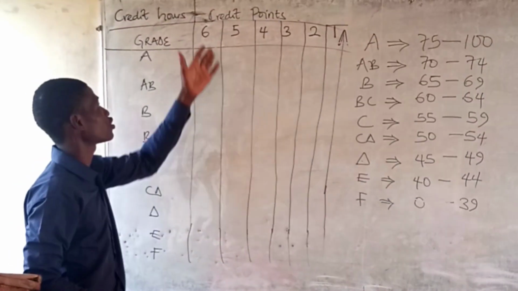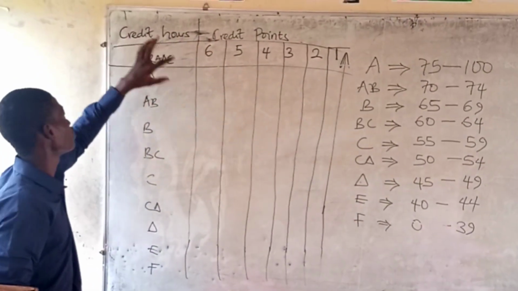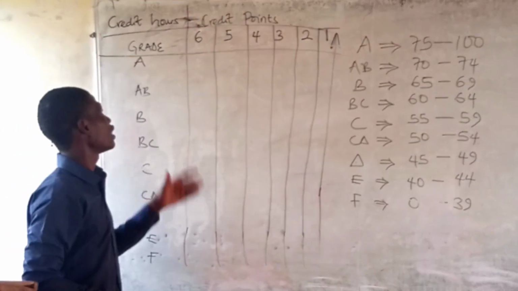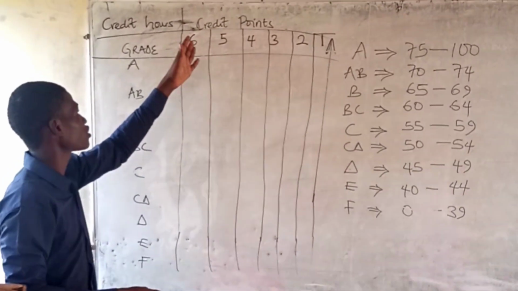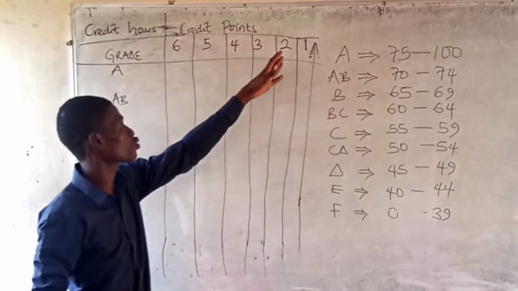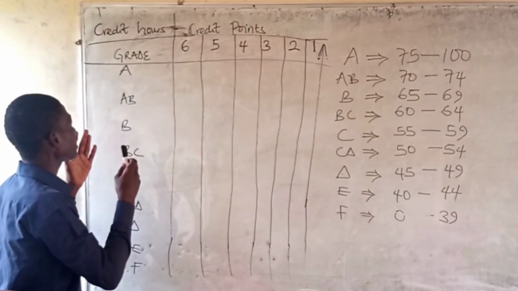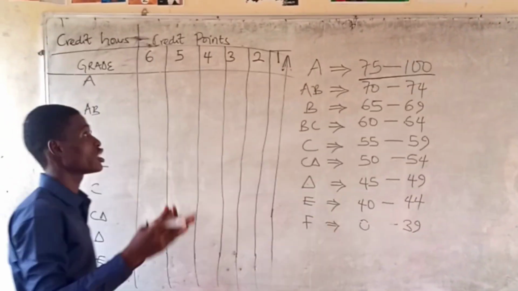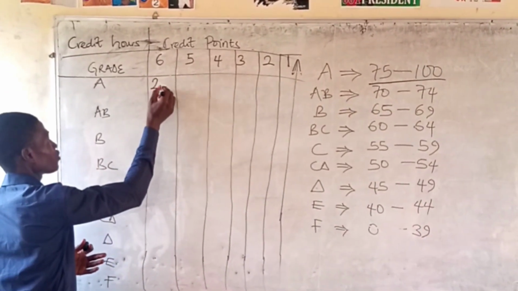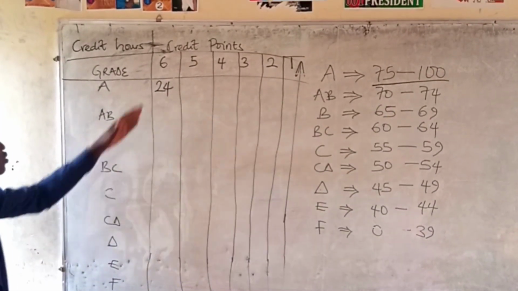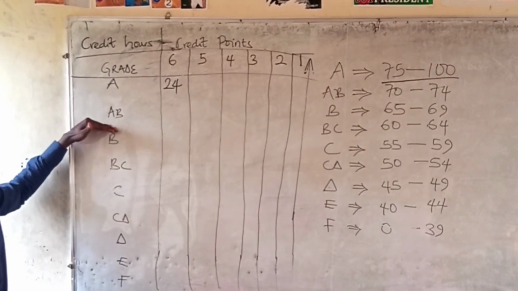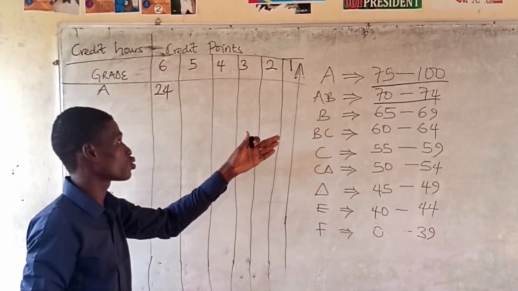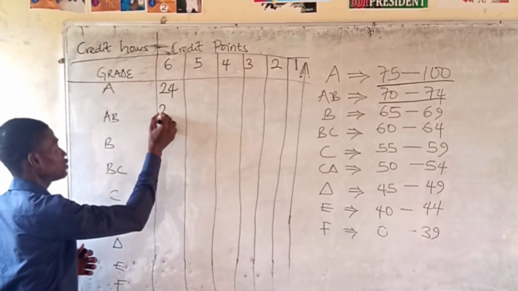So the next step is to calculate your credit points according to your credit hours and your grade, which will be used to calculate your GP in the long run. So we are going to be calculating for 6 credit units, for 5 credit units, 4, 3, 2, and 1 credit unit. So if you are getting A for a 6 credit unit, which means you scored between 75 to 100, your grade points or your credit points will be 24. So for 6 credit units and you have AB grade, that means you scored between 70 to 74 in your course, it will be 21.